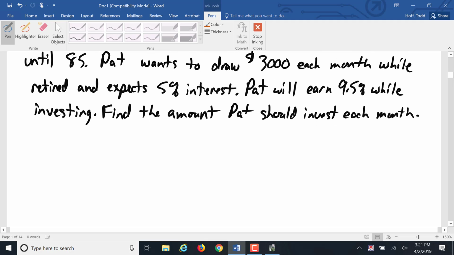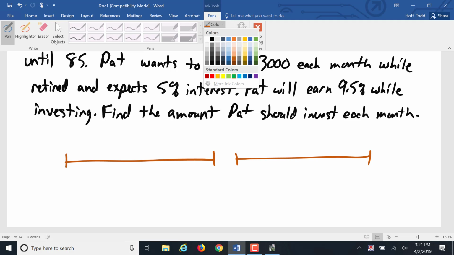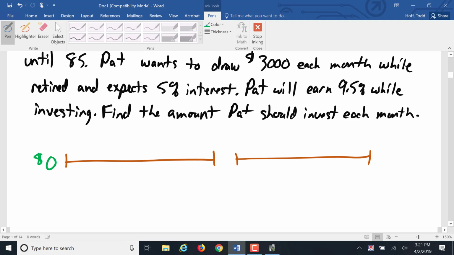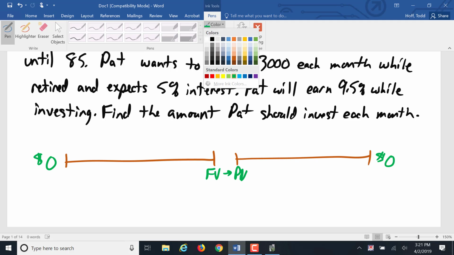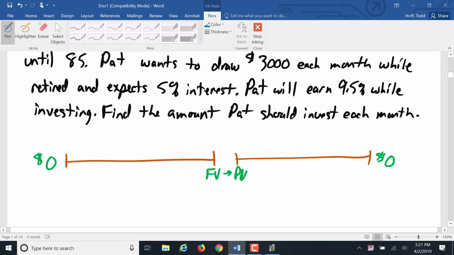So once again, we have these timelines back to back, starting at $0 and ending up at $0. The future value of that accumulation becomes the present value of the liquidation. We have 9.5% during the accumulation phase. We're looking for that payment amount, the paid in. On the other side, Pat hopes to draw $3,000 per month at 5% interest.